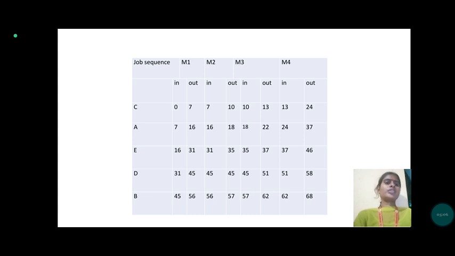For machine 3, we have in and out. For C, 10, 13. For A, 18, 22. For E, 35, 37. For D, 45, 51. And finally B, 57, 62. And for the fourth machine, we have in and out. For C, 13, 24. For A, 24, 37. For E, 37, 46. For D, 51, 58. For B, 62, 68.